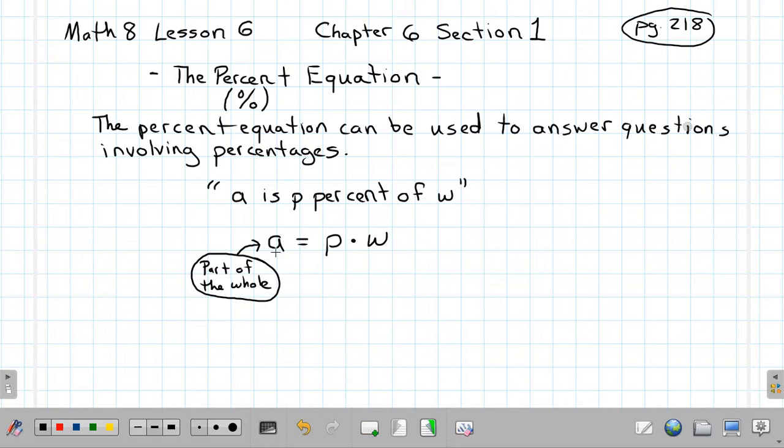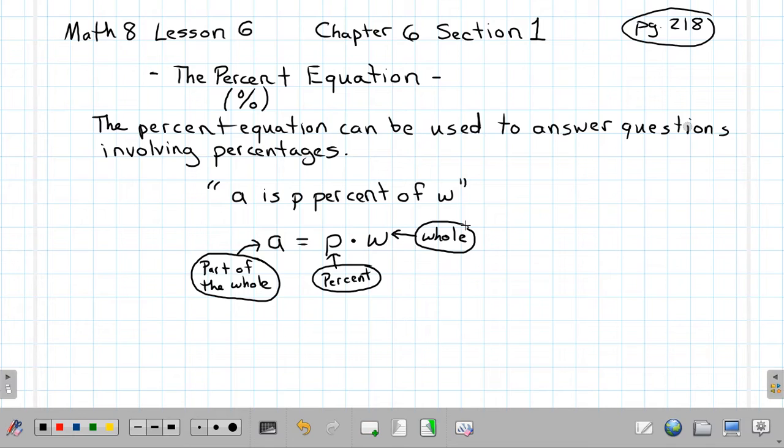So basically, when we were talking about the candy bar, the part of the whole, if you ate 25% of your candy bar, it's the 1/4 of the candy bar that you ate. Okay. It's the part of the whole candy bar that you ate. Okay. It's equal to, well, the P, that's actually going to stand for percent. Okay. So the percentage that you have, okay, P percent. So that's the percent. And then W is going to represent the whole. So in this case of our candy bar example, the whole candy bar. So the piece that you ate is 25% of the whole candy bar. Okay.